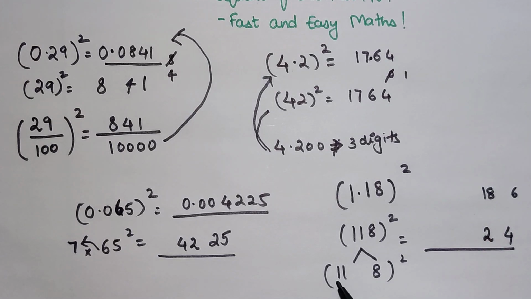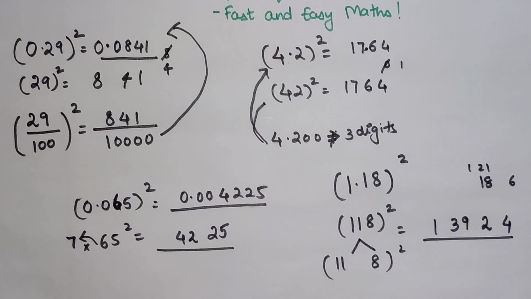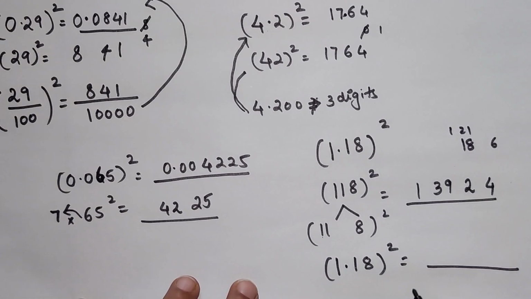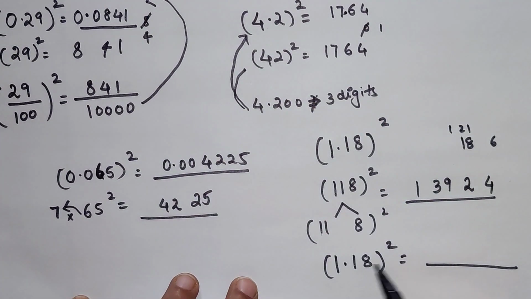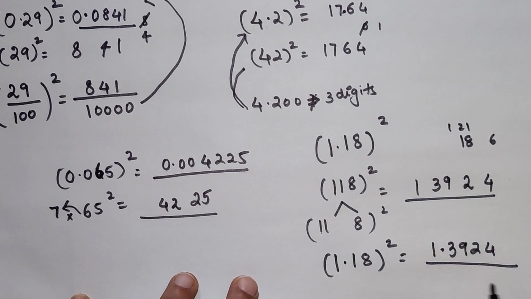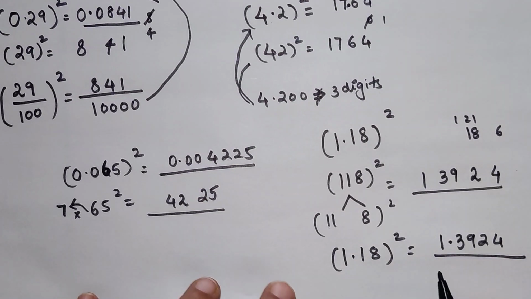Now the square of 11 is 121. So when you add 121 with 18, you get 139. So basically the square of 118 is nothing but 13924. But we need to find the square of 1.18, the whole square. So here we need to put the decimal point after how many digits? 4 digits, because the question has 2 digits after the decimal point. So here the answer is 1.3924. That is my final answer to the square of 1.18.